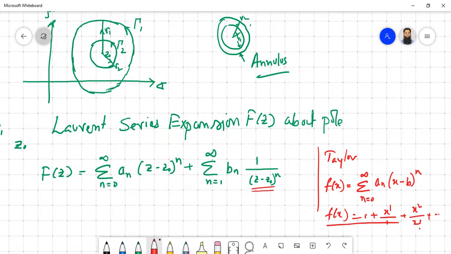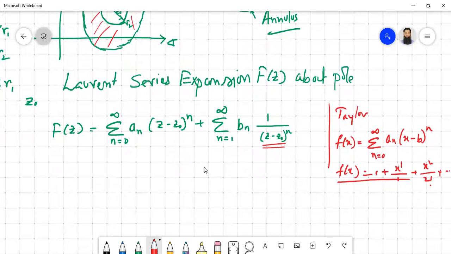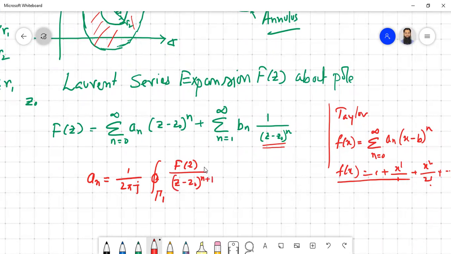So in the annulus, where your function f(z) is analytic everywhere, we can expand our function around any particular pole or point with this Laurent series. The coefficients a and b can be written as: a_n equals 1 by 2 pi j times the integral enclosed by the outer circle of f(z) divided by (z minus z0) to the power n plus 1, dz, where n goes from 0 to all positive values.